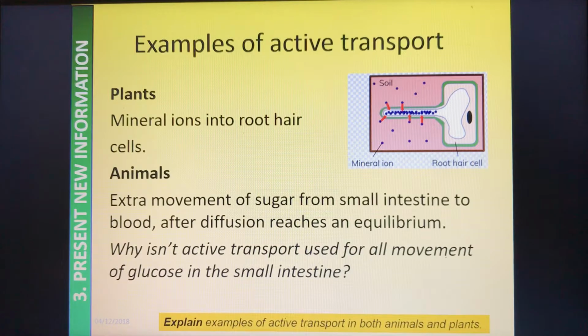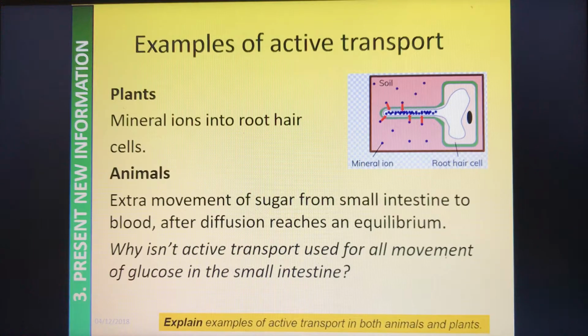Examples then: mineral ions moving from the soil into a root hair cell use active transport. So you can see from the picture there's already a lot of the purple molecules there. They're mineral ions, could be phosphate, could be magnesium. There's a lot in the root hair cell already. Not many in the soil, so active transport is going to move those few that are in the soil into the root hair cell from a low concentration to a high concentration.